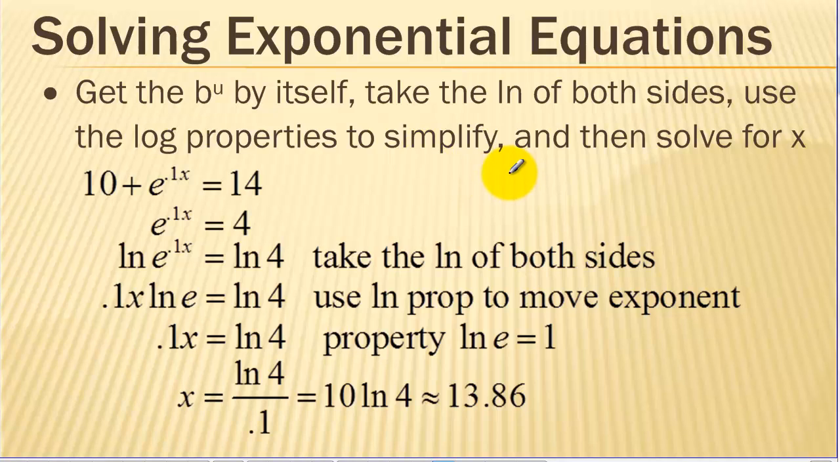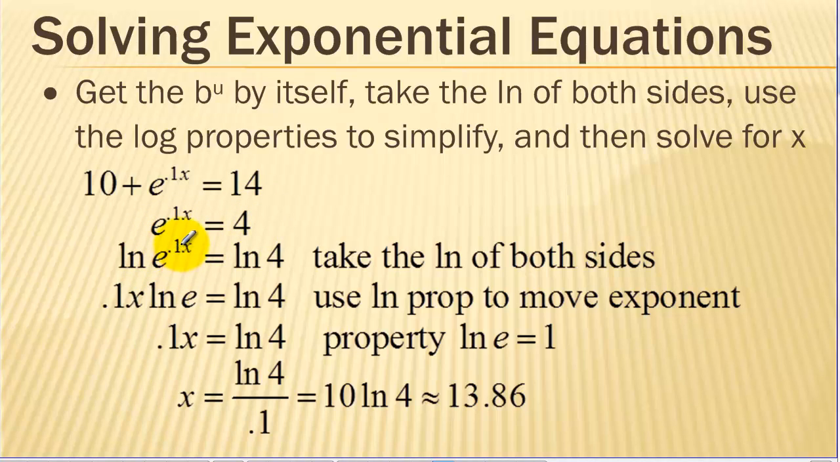So I have one all worked out here, and then we'll work one together. So this would be our original problem here. So we want to get the e to the u, meaning the base to the u, by itself. So I have to subtract 10 from both sides. So now I have this. So now I take the logarithm of both sides. Now in this case, it will definitely be easier to take the natural log. So if the base is e, use the natural log. If the base is 10, use the common log. If the base is some other base, then it doesn't matter which log we use.